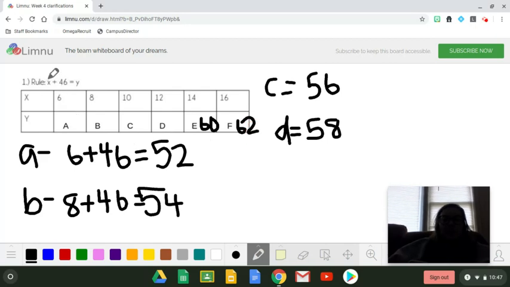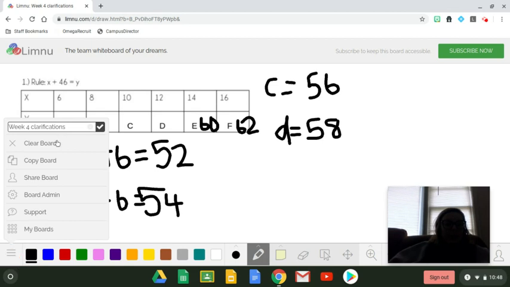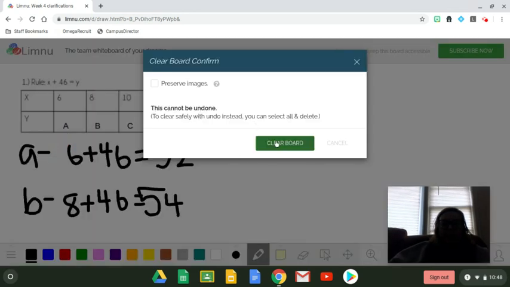So all you would do in this case is look at this rule. X plus 46 is equal to the Y value. It gives you your X value. So to fill in each of these boxes, you're going to do the X value plus 46 is equal to the Y value. Okay, so that's how you would have solved that one. And yes, I gave you all the answers, but most of you have already done this one, so I'm not too worried about that. I just wanted to make sure to clarify exactly what you were doing. So I'm going to pull up one more.